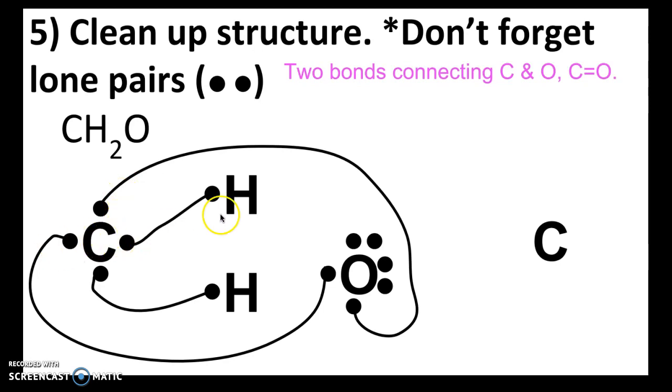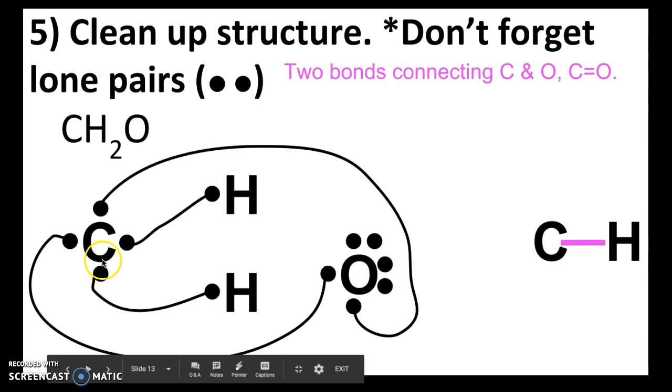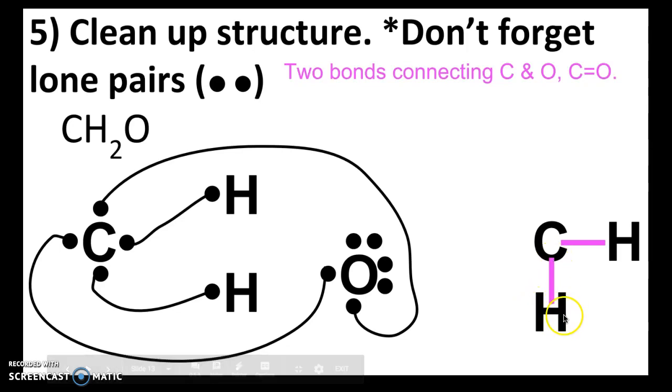So let's start off on the right side. I know that there's a carbon hydrogen single bond. So I just draw a bond straight out to the right with carbon and hydrogen. I'm going to do the same thing on the bottom here. I notice there's another carbon hydrogen single bond. So I'm going to draw a bond straight down, a single bond straight down connecting the carbon to the hydrogen.